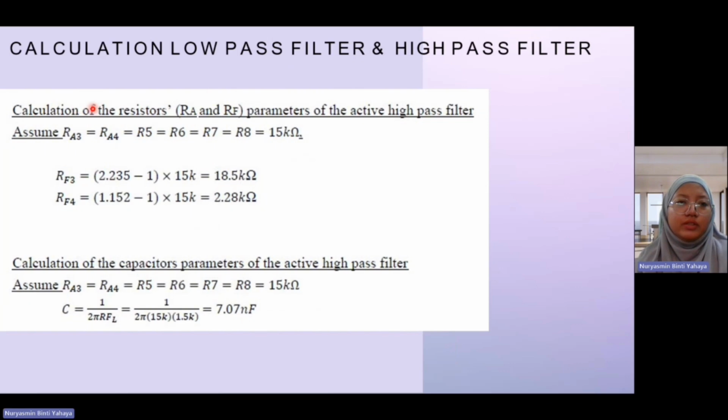For the calculation of resistors RA and RF of the active high-pass filter, we assume RA3, RA4, R5, R6, R7, R8 equal to 15 kilo ohm, RF3 is 18.5 kilo ohm, and RF4 is 2.28 kilo ohm. The calculated capacitor of the active high-pass filter is 7.07 nanofarad.